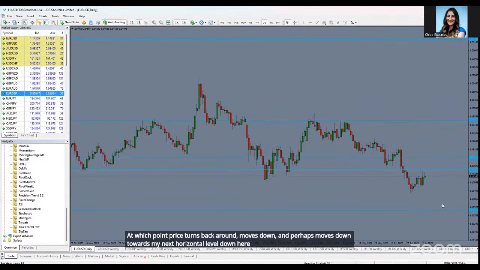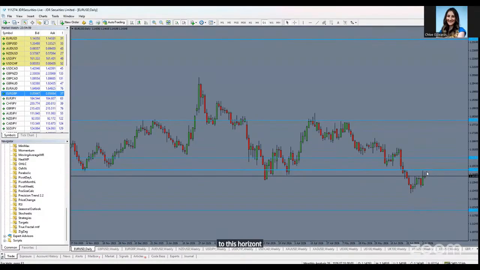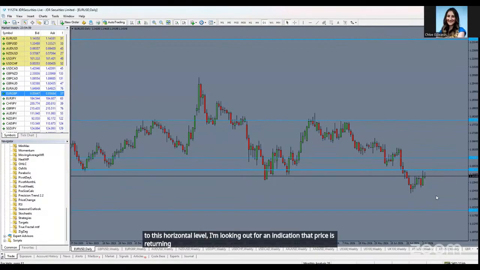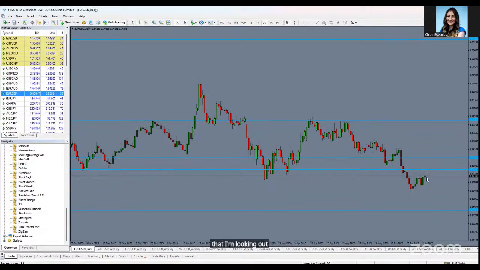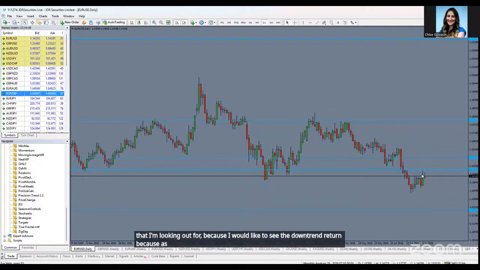So I'm bearish on euro dollar based on the weekly trend, based on the daily trend, and based on the fact that price has now pulled back to this horizontal level. I'm looking out for an indication that price is returning to the downtrend at this point. Now, is it a guarantee that that will happen? Absolutely not. Price could easily come back above this horizontal level, but this is just something that I'm looking out for because I would like to see the downtrend return, because as a trend trader, the only direction I can trade this is short currently. So that's what I'm looking for this week.